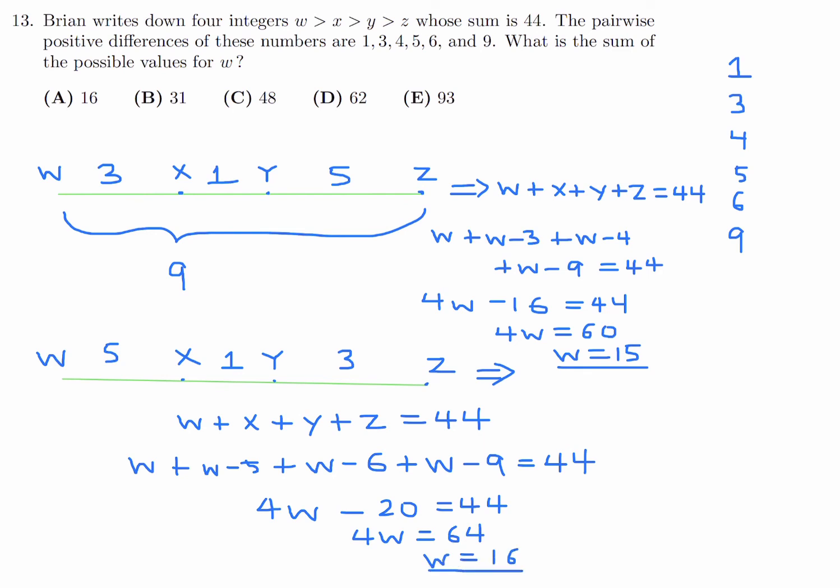So we got 15 and 16. The sum of those values is 31, and that is what they're asking for. So number 13, the answer is B.